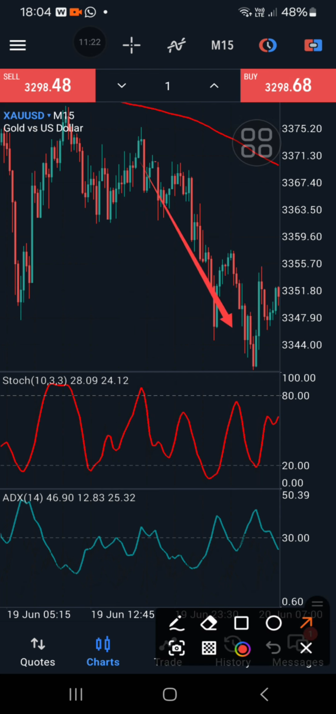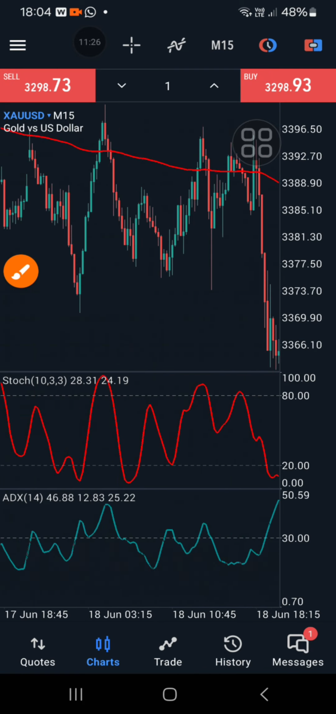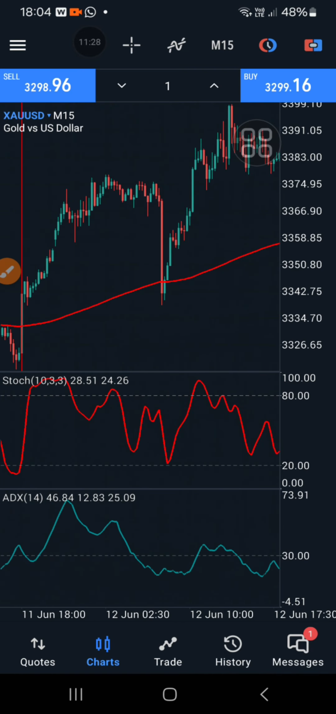You can see price then moved down. As simple as that. Then let's look at an example where we're going to be buying.